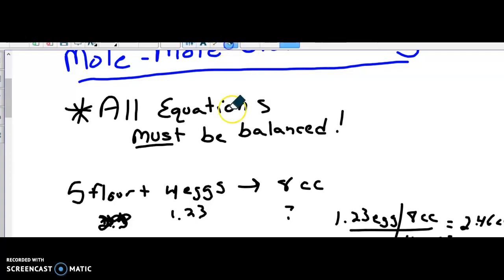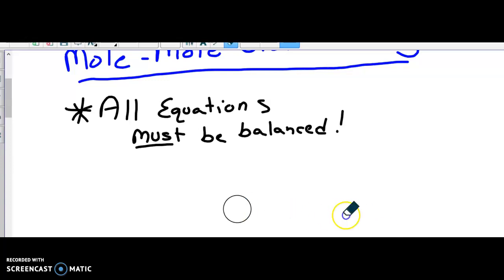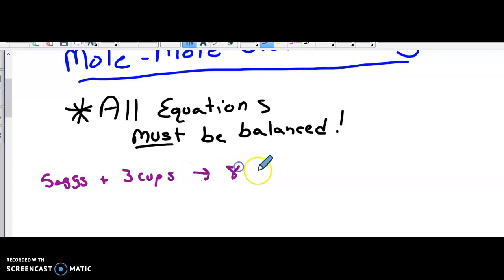So I want to put this real quick in terms that are more familiar to you. So let's think about this. Let's say that I know that we need 5 eggs and 3 cups of flour, and that gives us 8 cupcakes. Okay? So, what if I wanted to know how many cupcakes we could make with 2.5 eggs?